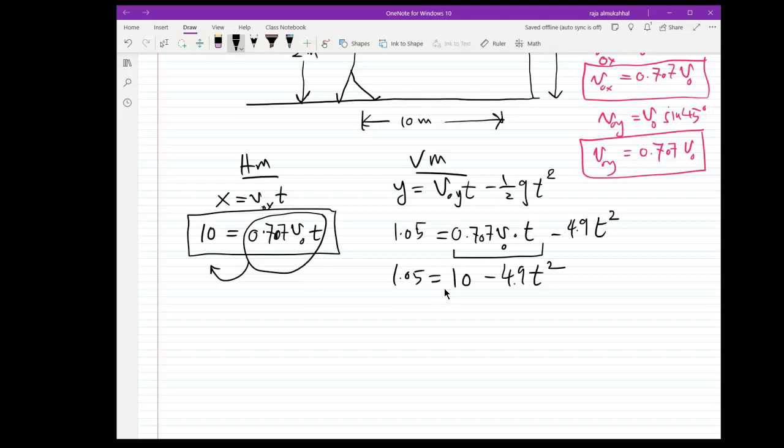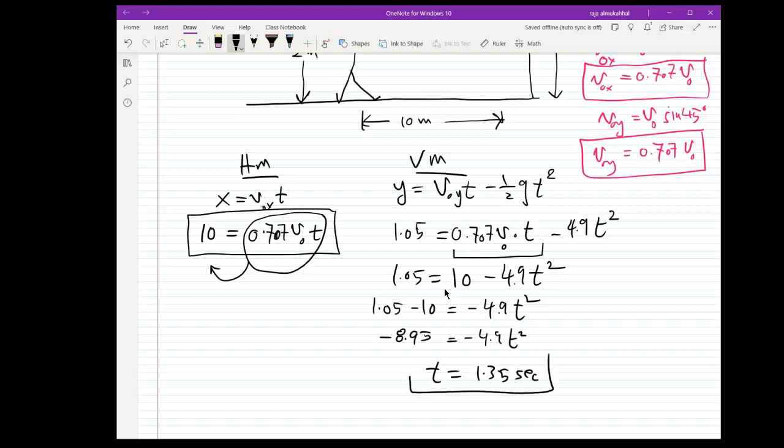Okay? Anyway, so move the 10 to the other side. So I have 1.05 minus 10 equals minus 4.9 T squared. Again, the minuses are going to cancel out, as you can see. 1.05 minus 10 gives me negative 8.95 equals negative 4.9 T squared. And then the rest is easy. I can solve for time. You will end up getting 1.35 seconds. There we go, I got the time. And that's it. Once you get the time, everything becomes easy.